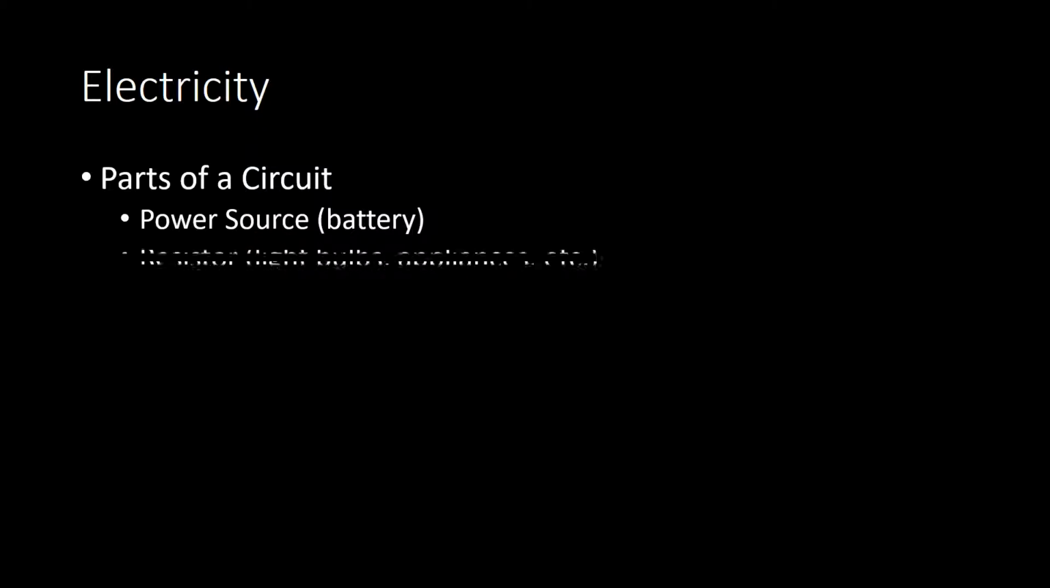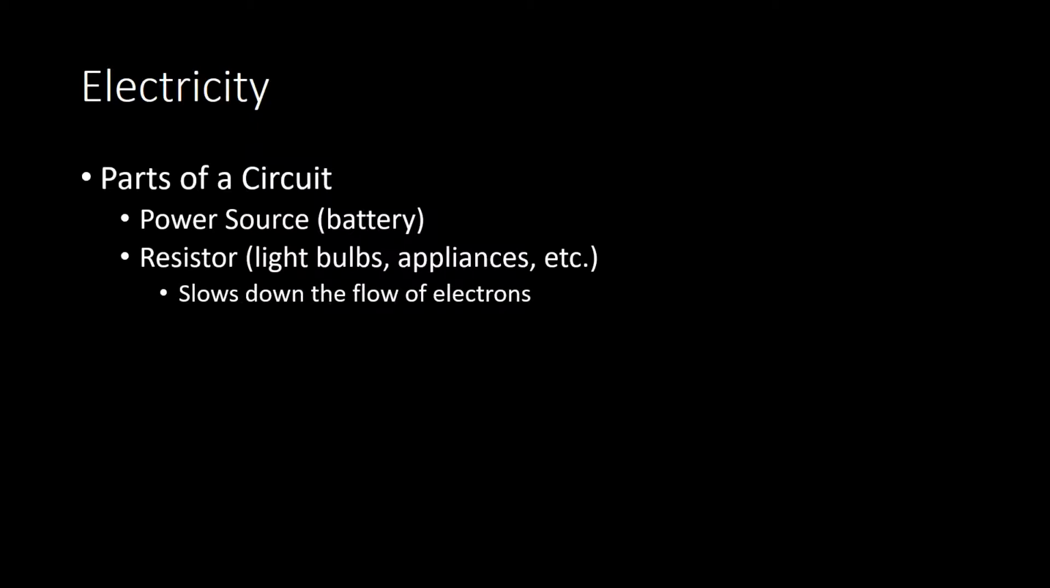So circuits have several parts. The first part of the circuit is the battery, or the power source. The second part of the circuit is the resistor. So this could be a light bulb or an appliance, anything that is going to slow down the flow of electrons.